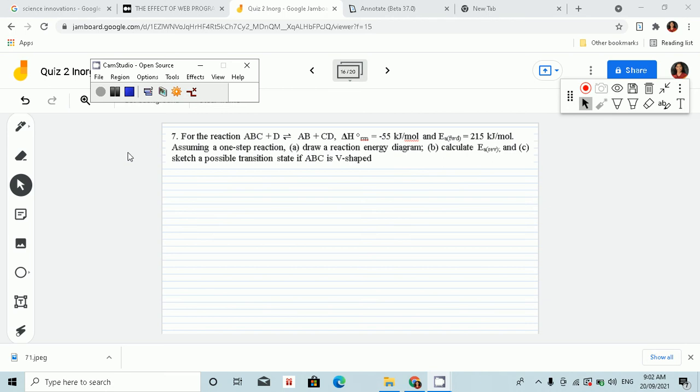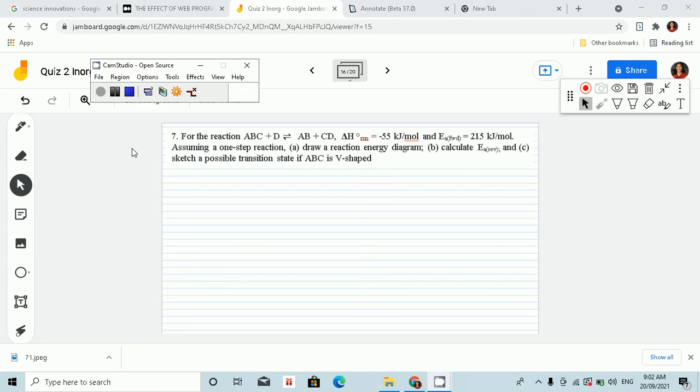Number 7. For the reaction ABC plus D yields AB plus CD, with an enthalpy of negative 55 kilojoules per mole and a forward activation energy of 215 kilojoules per mole. Assume a one-step reaction. Draw a reaction diagram.